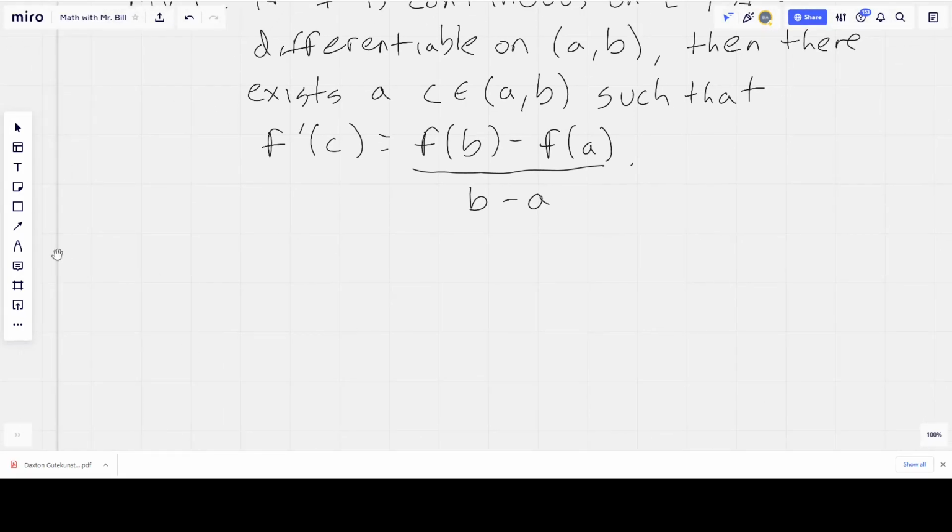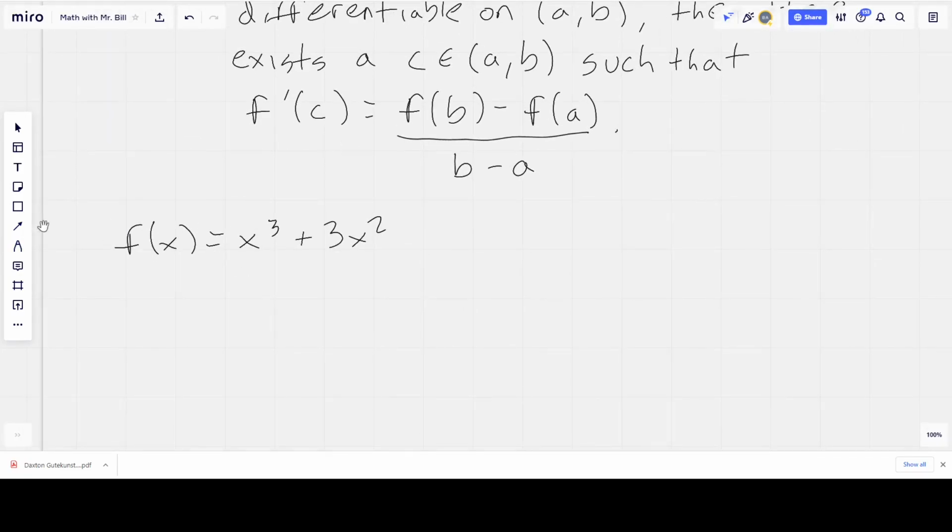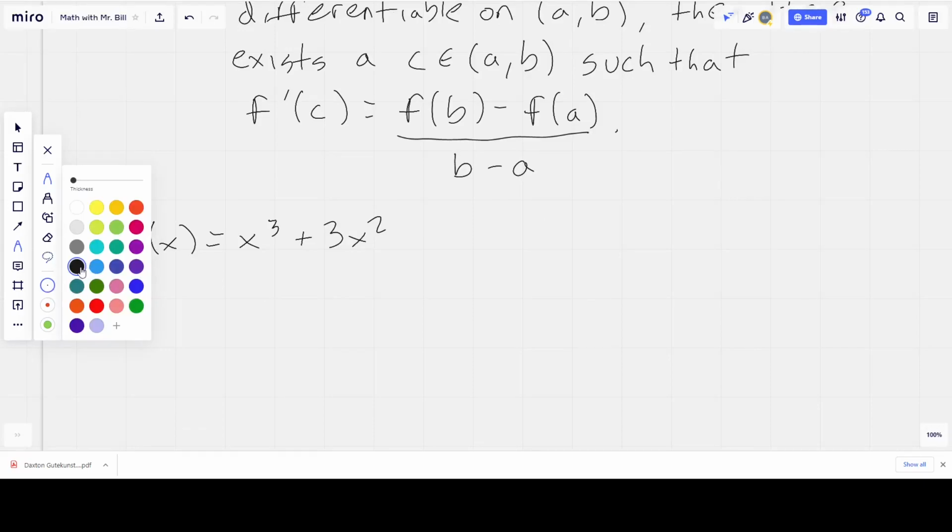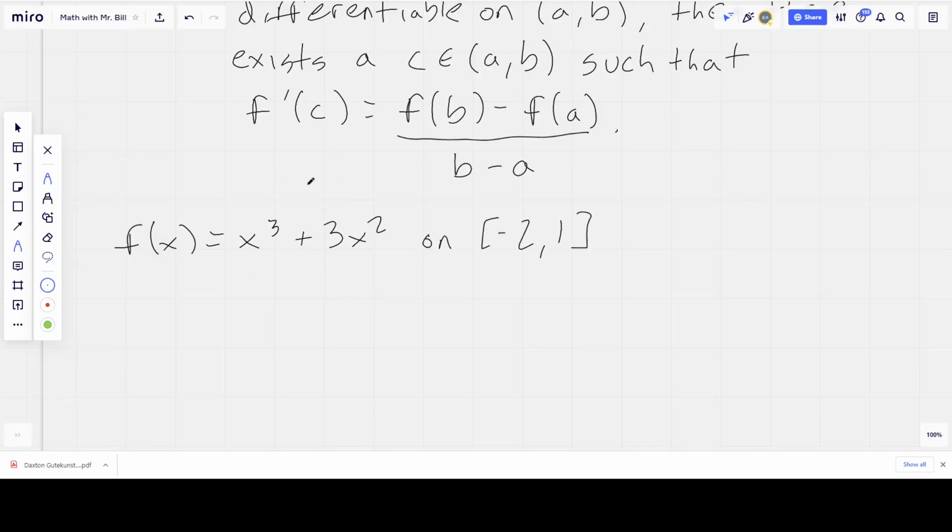So let's take a look at this. We are told that f of x is equal to x cubed plus 3x squared, and we're on the interval from -2 to 1. So we need to find a few things. We need to find f of b and f of a. We know what b and a already are. And then we need to take the derivative of the function and set that equal to the number that we get when we do that difference quotient.